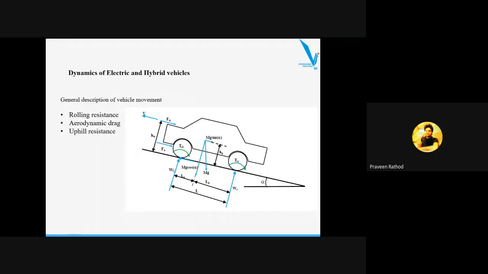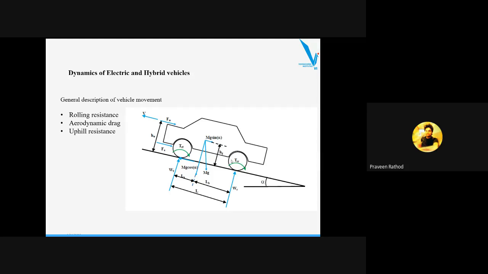Which force acts oppositely? Which force is acting opposite? Rolling. Yes, it is correct. Over here only I have indicated that rolling resistance. Rolling resistance at the front tire, rolling resistance at the rear tire.